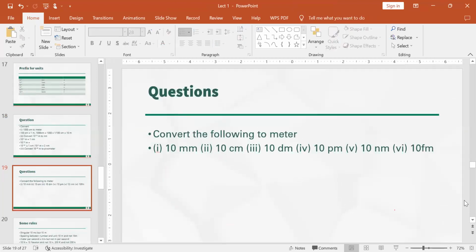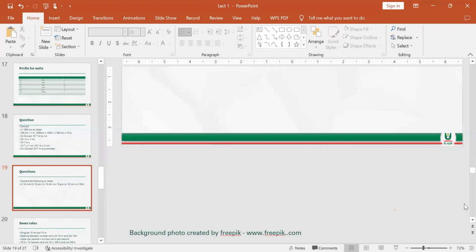So convert the following to meter. There are some questions. You can also convert the following to meter: 10 millimeter, 10 centimeter, 10 decimeter, 10 picometer, 10 nanometer, and then 10 femtometer. You know femtometer is 10 raised to the power of minus 15 meter. Nanometer is 10 raised to the power of minus 9 meter. Picometer is 10 raised to the power of minus 12 meter. So you can convert that.